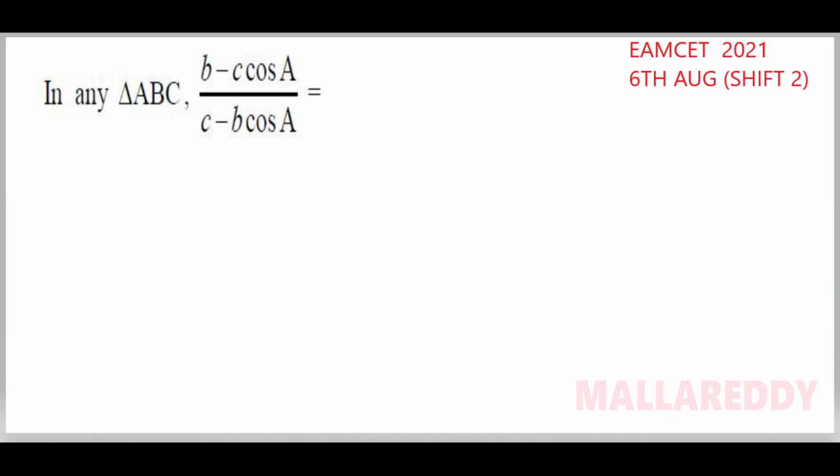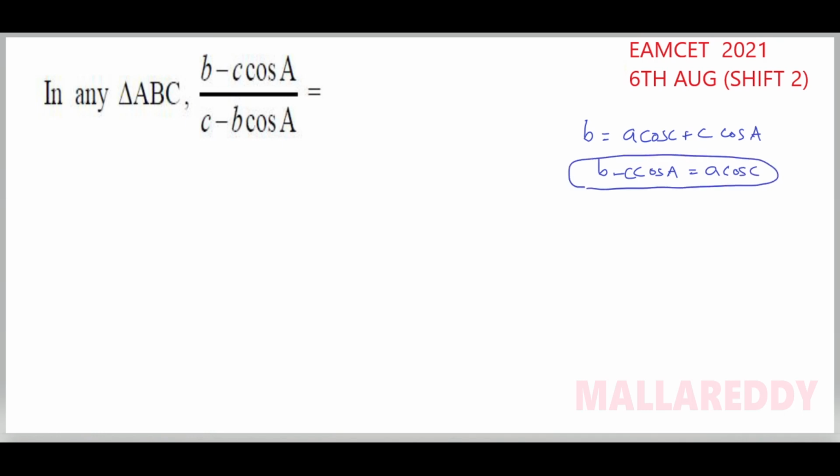In any triangle ABC, (b minus c cos A) by (c minus b cos A). We know the projection rules, that is b is equal to a cos C plus c cos A. From this, b minus c cos A is equal to a cos C. And we know that small c is equal to a cos B plus b cos A. From this, c minus b cos A is equal to small a into cos B.